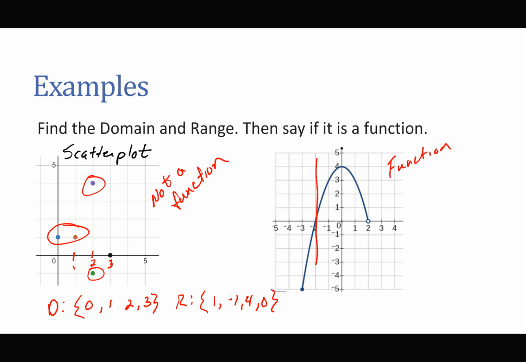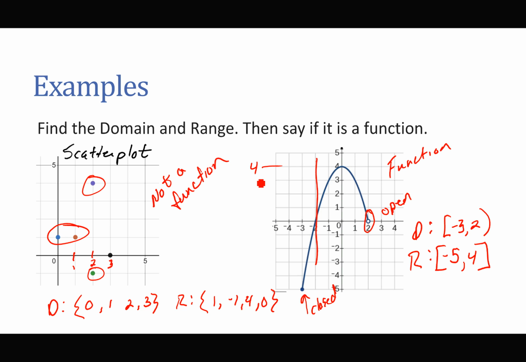The graph on the right, I have a closed circle. So this one's closed. This one's open. So we have to pay attention to that. So my x values go from a -3 inclusive all the way up to 2, not inclusive. My range goes from a -5 inclusive all the way up to 4 inclusive. So we're thinking just up and down.